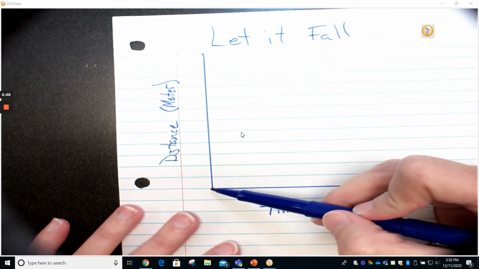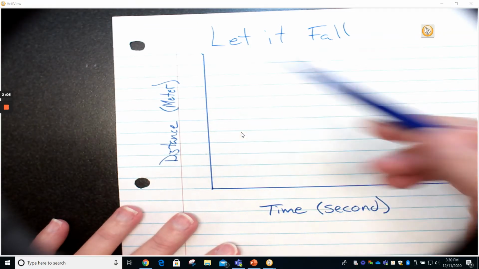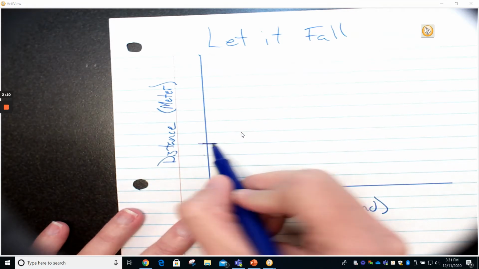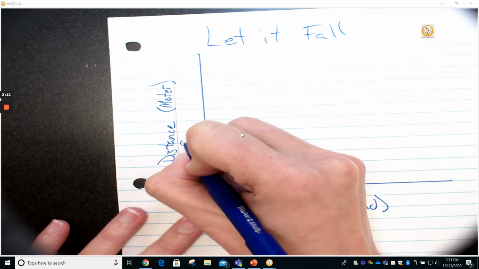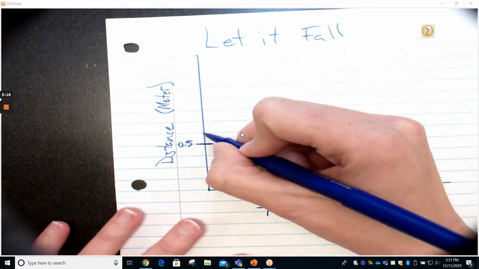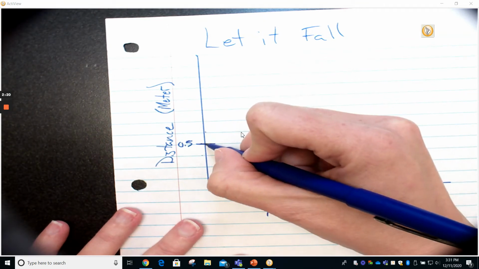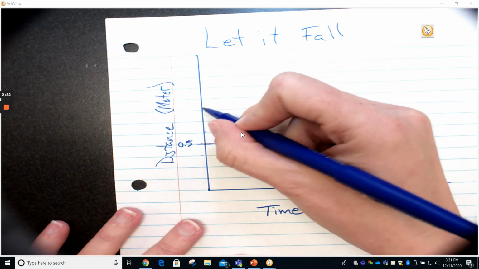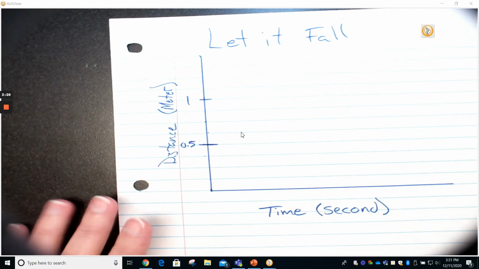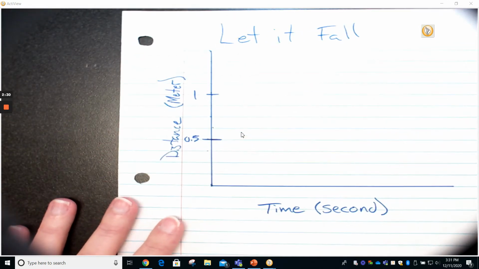How many lines do I have? I've got 1, 2, 3, 4, 5, 6, 7, 8, 9, 10. So I'll do 1, 2, 3, 4, 5. So this one right here, I'm going to put 0.5. So that's a half a meter, okay? And then 1. We'll go right about there for 1 meter. That's okay. So we've got a half a meter and then a whole meter right there, okay?